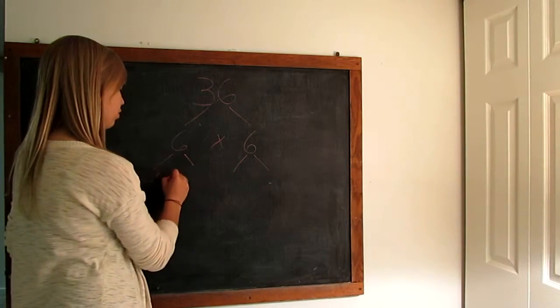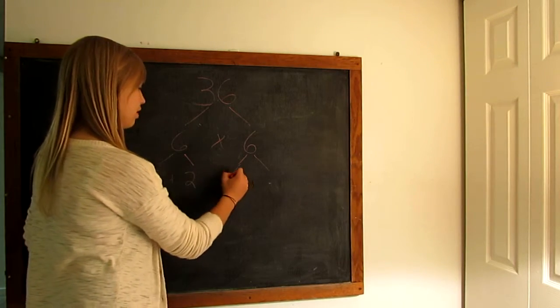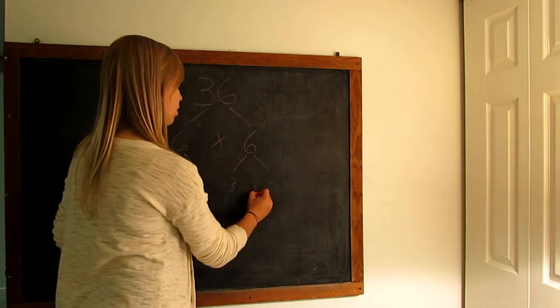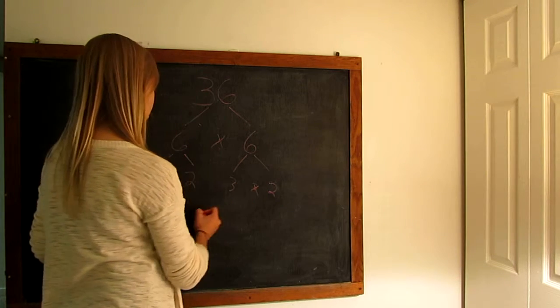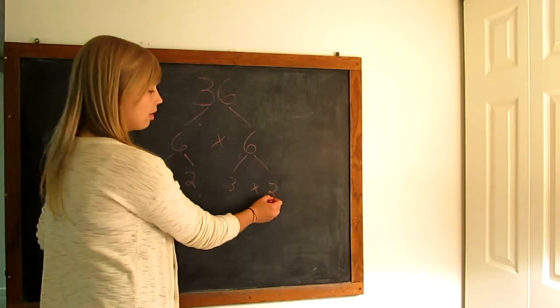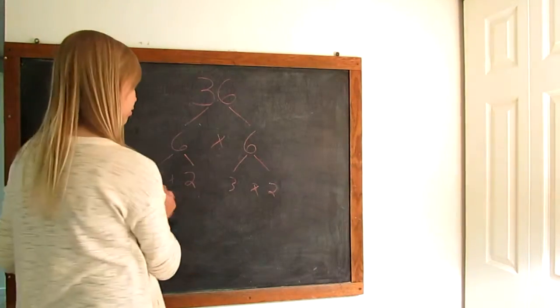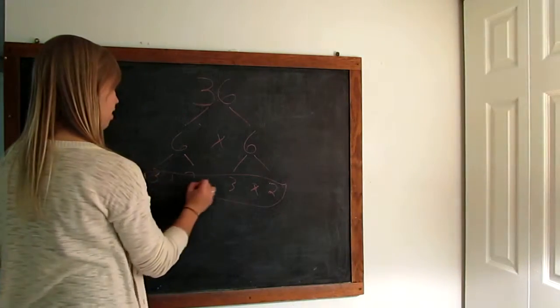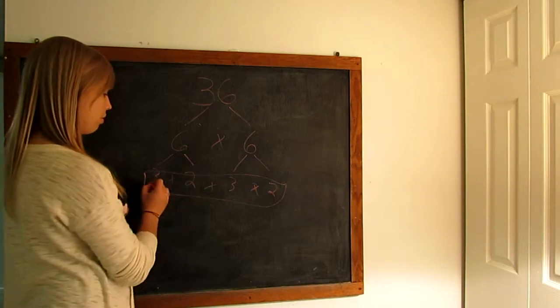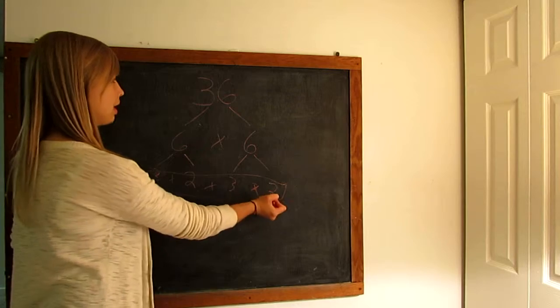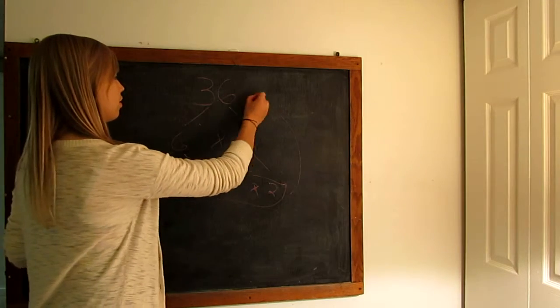So 3 times 2 will give you 6. 3 times 2 will give you 6. All 4 of these are prime numbers. So we've got the prime factors right there. 3 times 2 times 3 times 2 will give us 36.